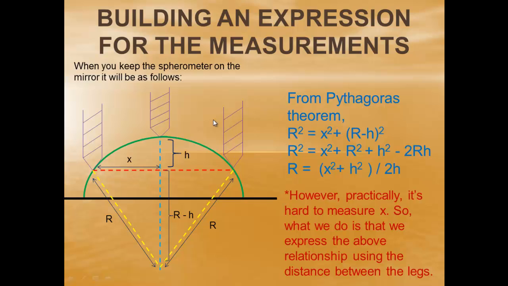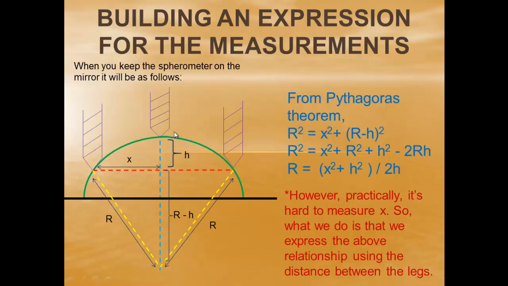To build up an equation, what we do is keep the spherometer as it is when taking a measurement, and from the Pythagoras theorem you can see that this is a right angle triangle. You can say that r squared is equal to x squared here. r is the radius of curvature, and this is the center. So this distance is r, this is r, and this is r, and this is the central leg, and you can use it.